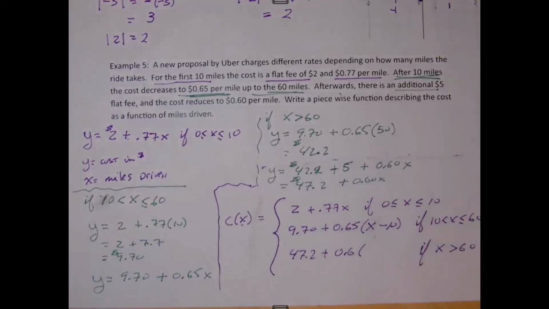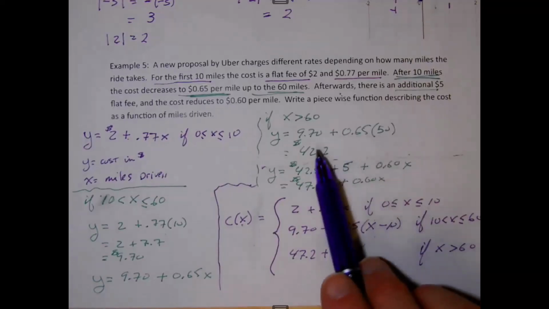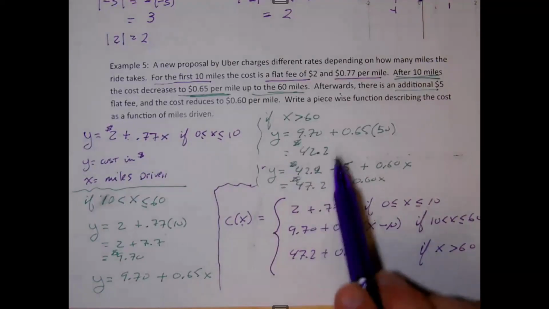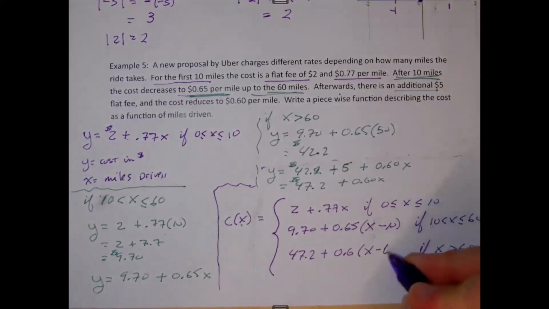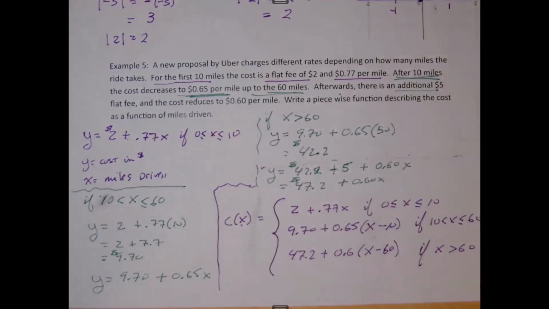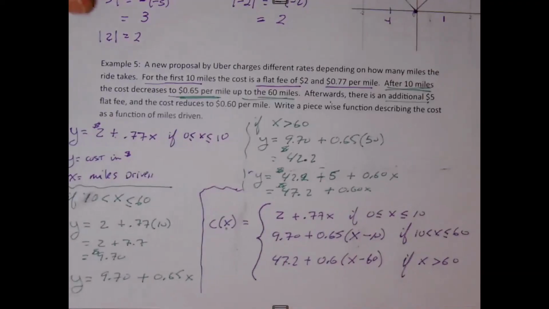Which means that once I start using this function, if I enter 62, 63, I have to take into account that this number has already included the original first 60 miles. So I now subtract 60. If I entered 61, that's the correct thing to use, but I've only used 1 mile. So 61 minus 60 is 1 mile into the new situation. And there's my piecewise function that describes this situation.